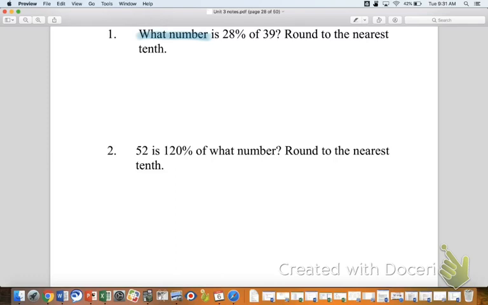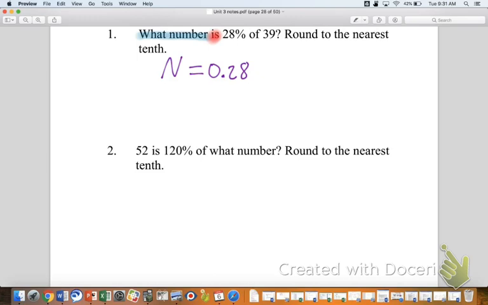So n, what's the next word? Is. Oh, that's a huge key word. What does is mean? Equals. So n equals, and now we get to our first percent. Now, as we write these equations, we want to write any percents as literally what they mean. 28% written as a decimal is really what? That's right. So I'd write 0.28.